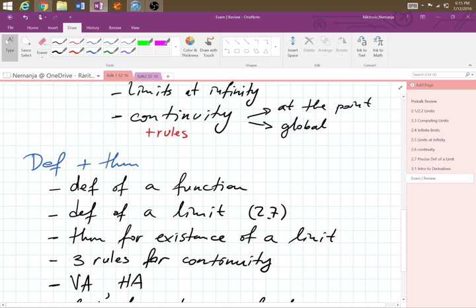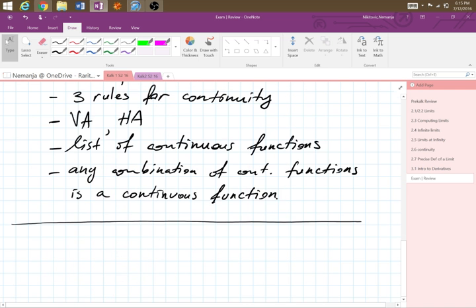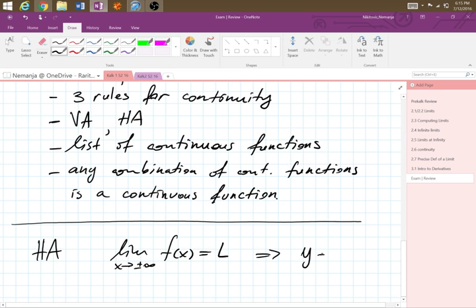The limit definition for the horizontal asymptote, right? So a horizontal asymptote occurs where you take the limit as x goes to either positive or negative infinity of f of x and you get that L, then y equals L is the horizontal asymptote. So that was the definition, and that's the end of the story.